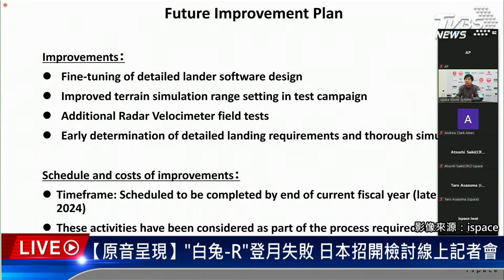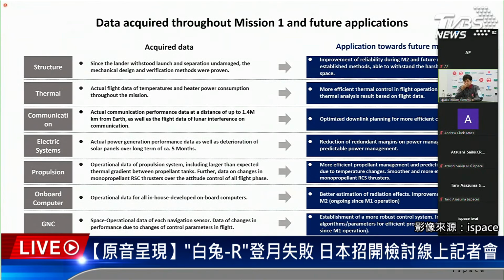Next slide. Here I described in more detail the gain in each subsystem. I won't explain each item one by one, but let me give some examples. For example, on the communication side, our lander reached 1.4 million kilometers from the Earth. Even at that farthest point, we verified our communication performance.